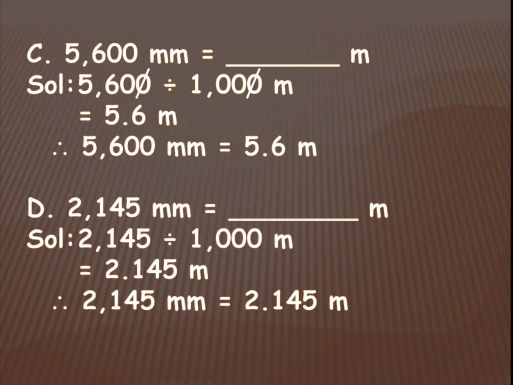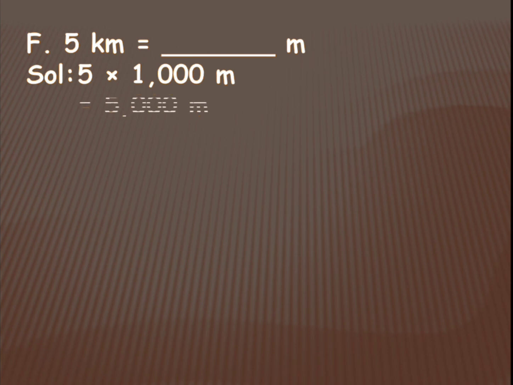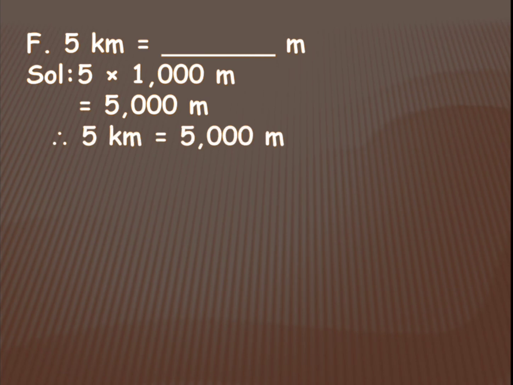Okay, coming to the next one. Now kilometers to meters, you already know 1 kilometer is equal to 1,000 meters. So 5 into 1,000 becomes 5,000 meters. So you will write it in that way. Now let me show you the other one. So 5 kilometers is equal to 5,000 meters.